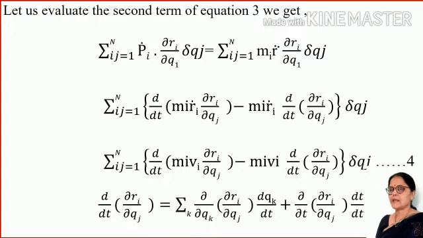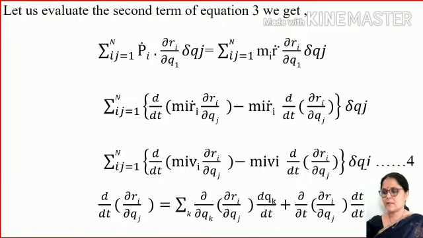Let us evaluate the second term of equation 3. We get summation of i, j equal to 1 to n, Pi dot into dRi/dQj delta Qj, is equal to summation of i, j equal to 1 to n, m Ri double dot dRi/dQj into delta Qj. Because we know that P is equal to mv, that is equal to m r dot, and here P dot is equal to m r double dot.